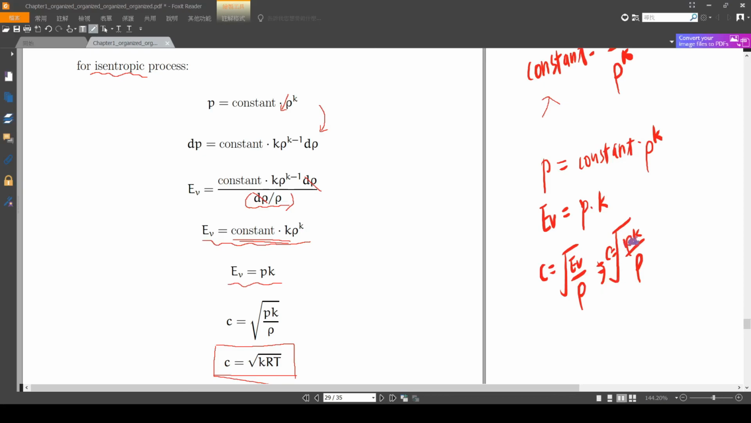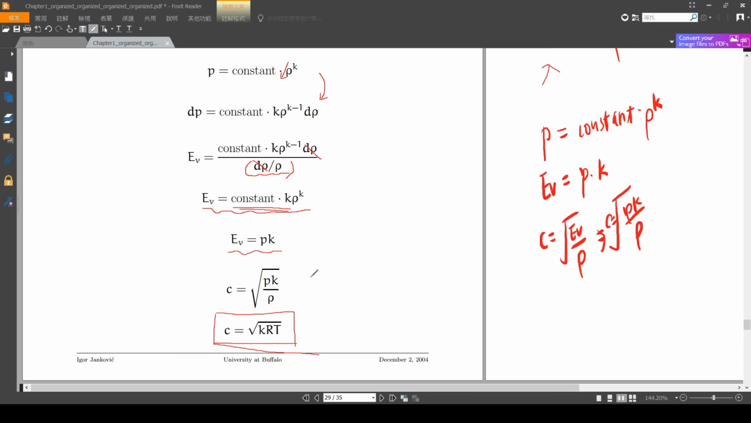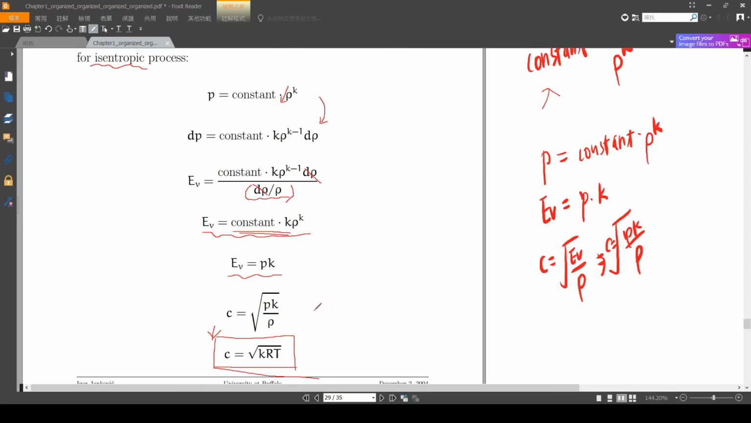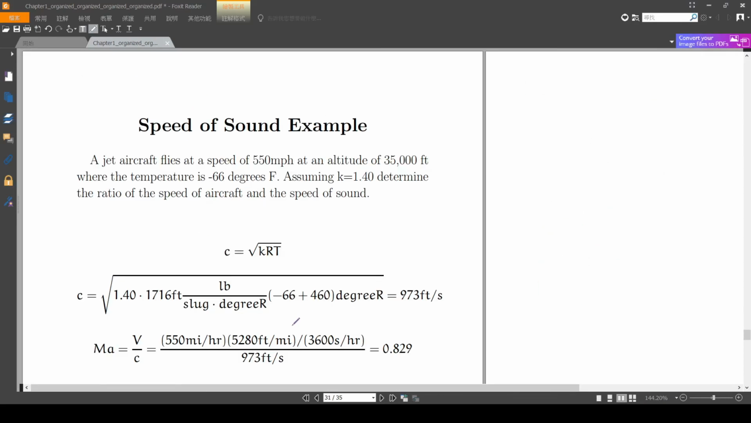And then this is the absolute pressure, so finally it will become like this. Anyway, it works like the ideal gas formula. Anyway, okay, so this is a derivation of the speed of sound, and if you want to do some practice or exercise, this is some kind of example.